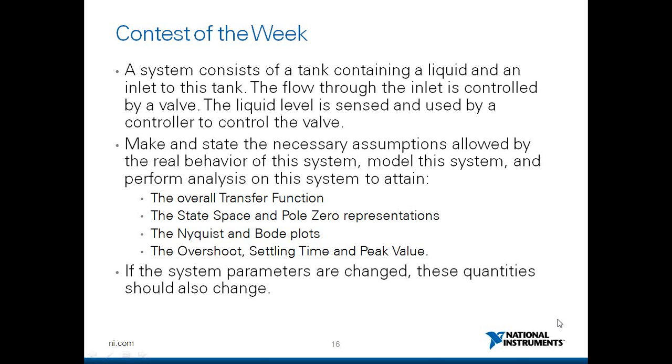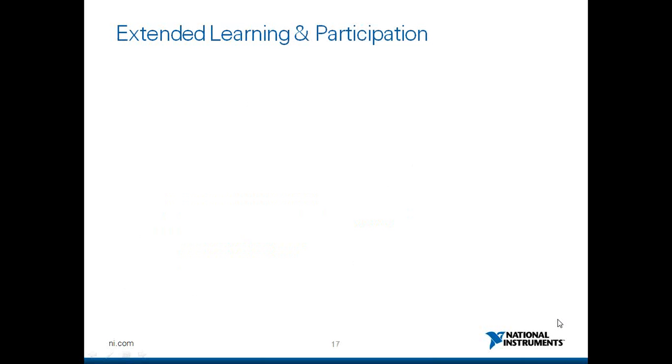Now what you need to do is make and state the necessary assumptions. Be logical and just assume whatever you require by the real behavior of the system, and model the system and perform analysis on the system to attain the overall transfer function, the state space and pole zero representations, the Nyquist and Bode plots, the overshoot, settling time and peak value. What you need to keep in mind is that if I decide the parameters of my system are going to change, these quantities should also change.